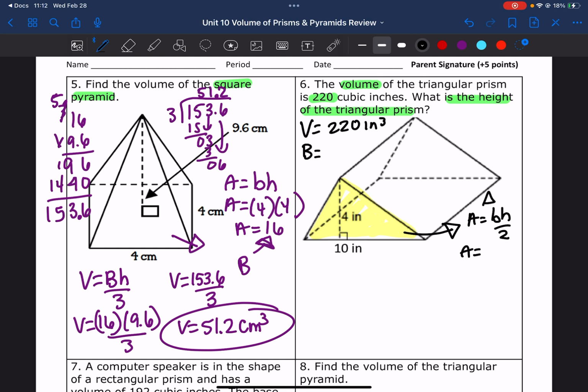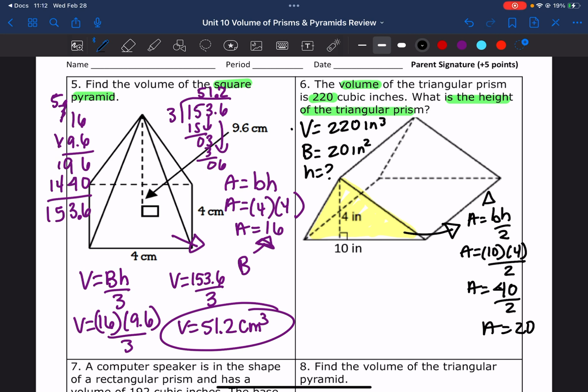Okay, 10 times 4 divided by 2. So here, 10 times 4 is 40, divided by 2, that is going to be 20. So here, I know that this is going to be 20 inches squared, and I need to find height.